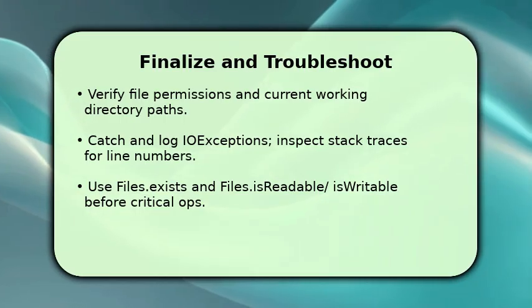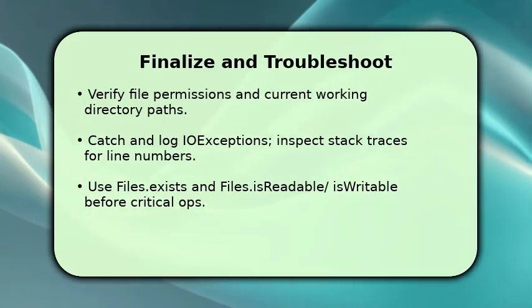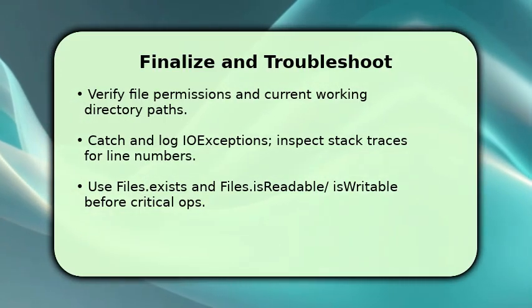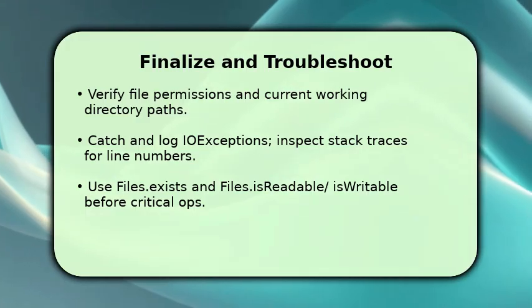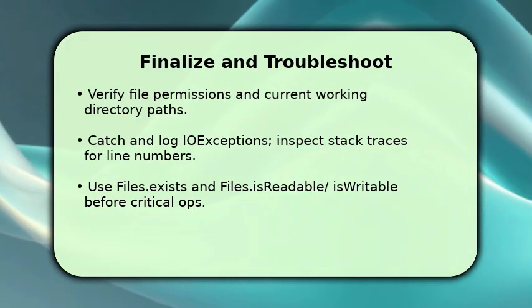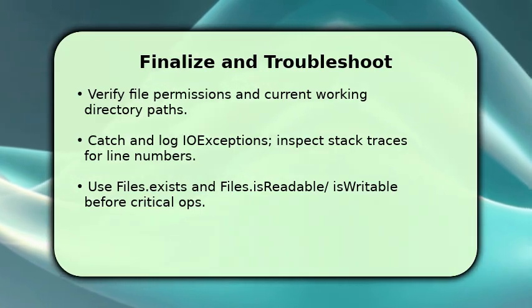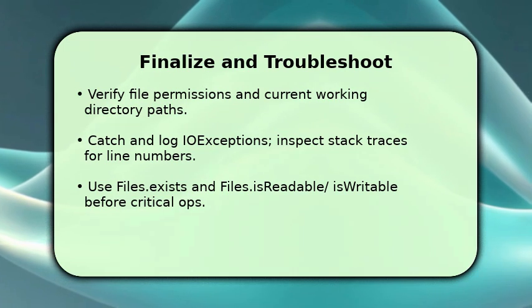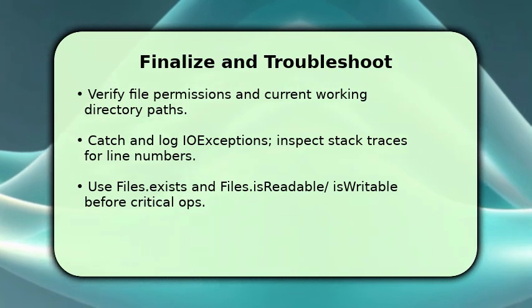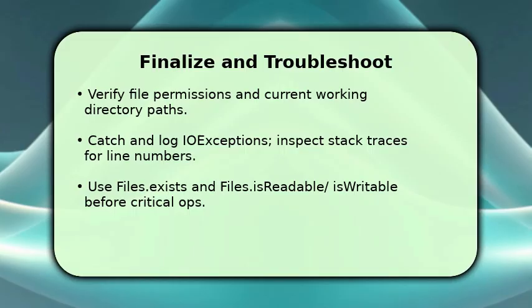This double checks integrity. If an IOException occurs, catch it, log the message and stack trace, and rerun with detailed logging to locate the failing line. Often it's a permission or relative path problem. If issues persist, try an absolute path and ensure no other process holds the file, then reattempt the operation.